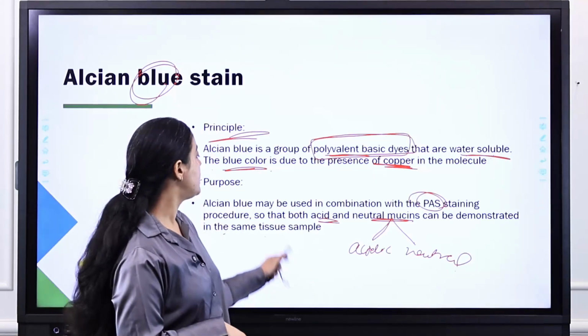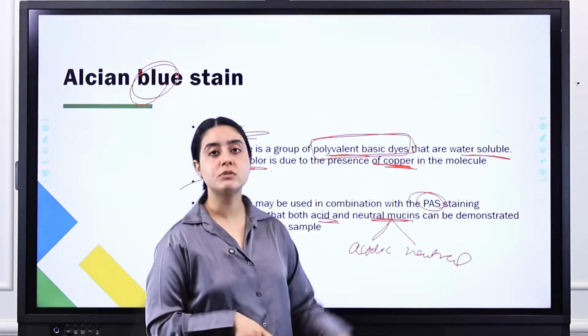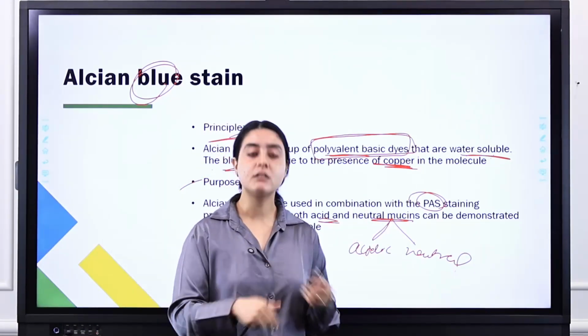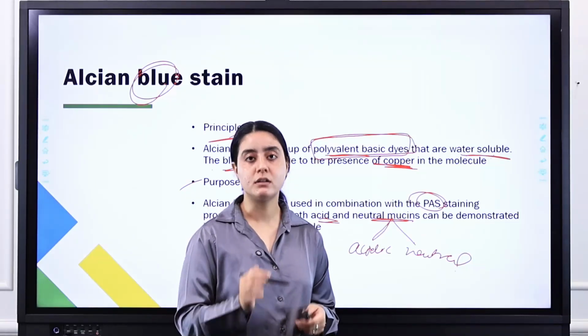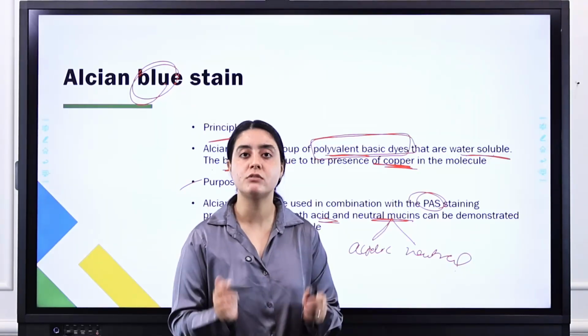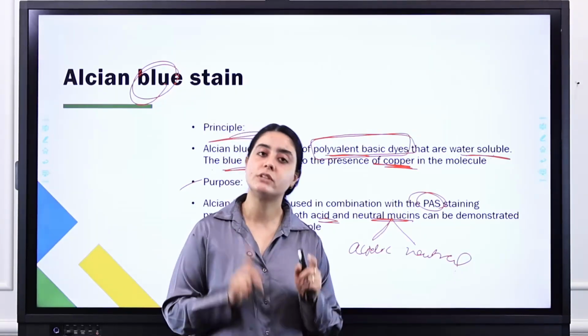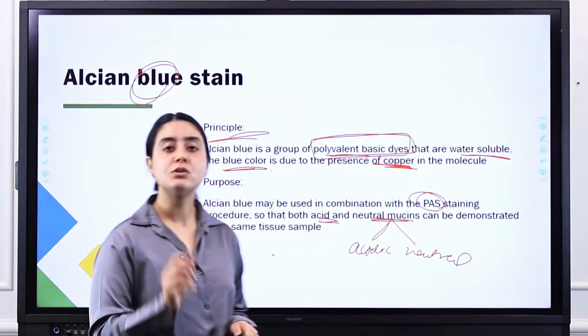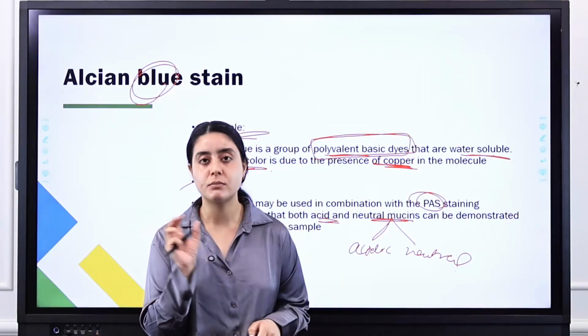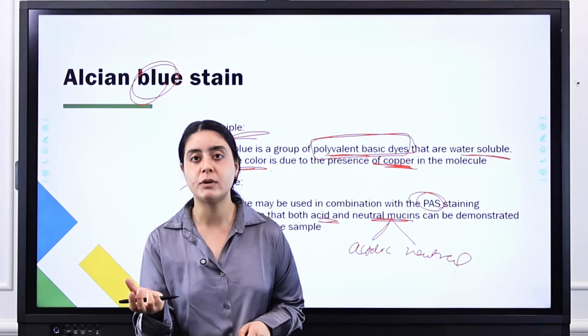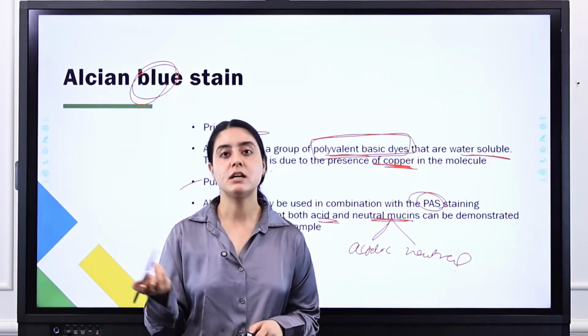We have to differentiate both acidic and neutral mucins, which again can be diagnosed with the help of the PAS stain. So we have to differentiate between them. That's why we use Alcian blue stain. So you have to know the basic reason why we use a particular stain, with its reagents and principles.